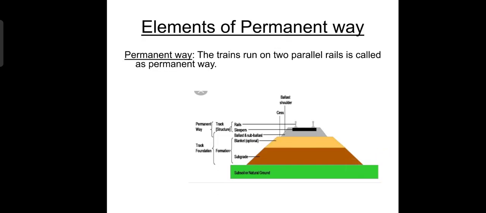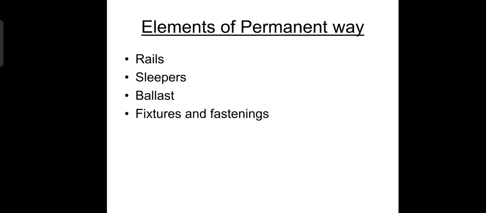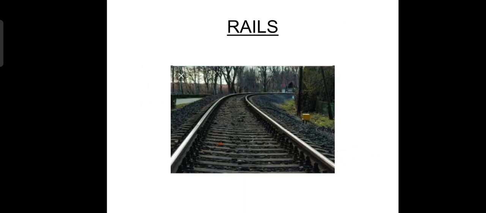So today we are going to see about elements of permanent way. Permanent way: the train runs on two parallel rails, that is called as the permanent way. Rails are fixed to the sleepers. Sleepers are embedded in large ballast. Ballast is spread over a level ground known as formation. Rails are joined either by welding or by using fish plates and fixed to the sleepers by using fastenings. Elements of permanent way: rails, sleepers, ballast, fixtures and fastenings.